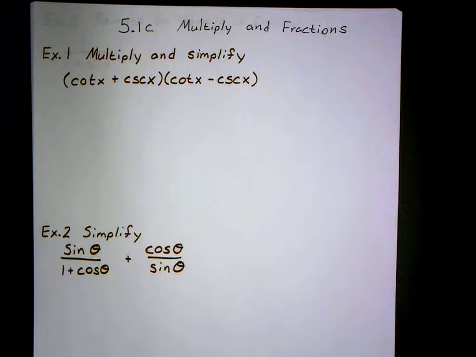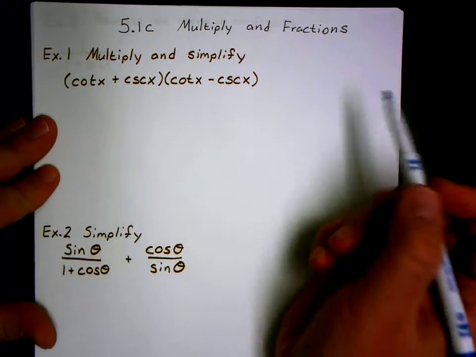Okay, so you're going to have three different sections of problems. I'm just going to go through the three different sections, do one problem type for each section, and be done. So again, no new rules or anything. We're still in 5.1. The first type is going to have you multiply and simplify.